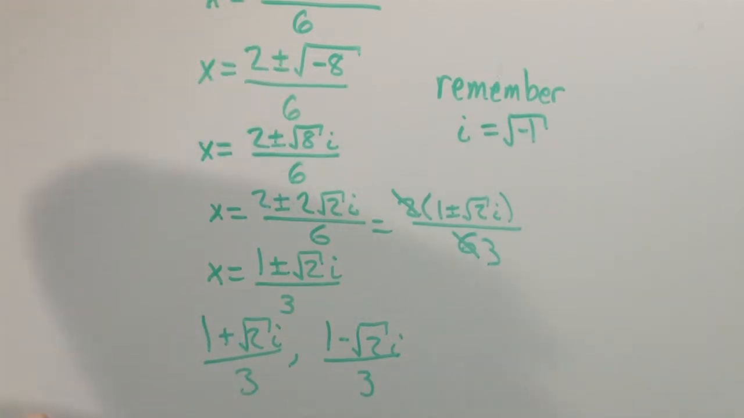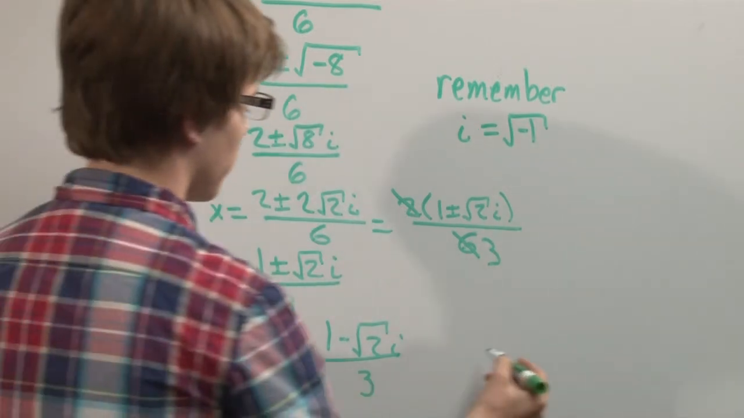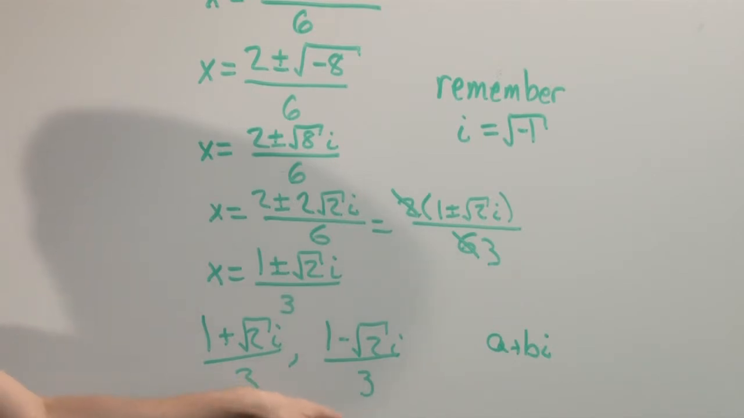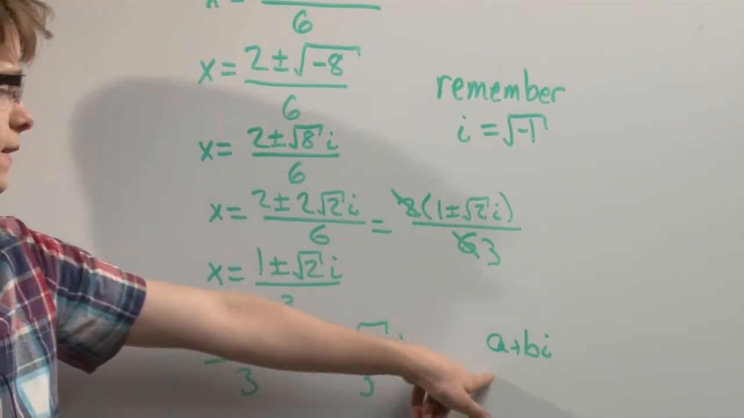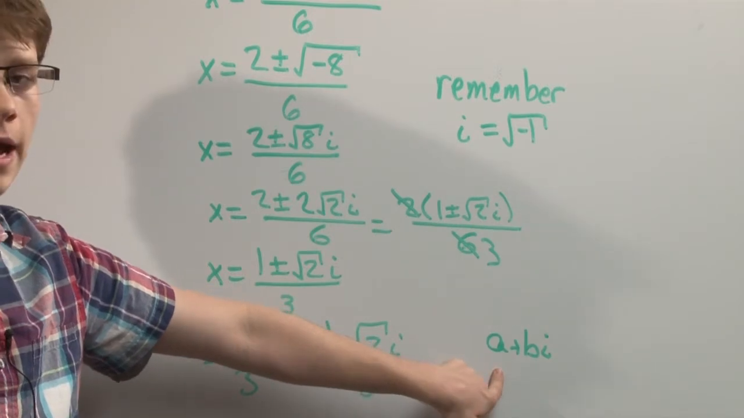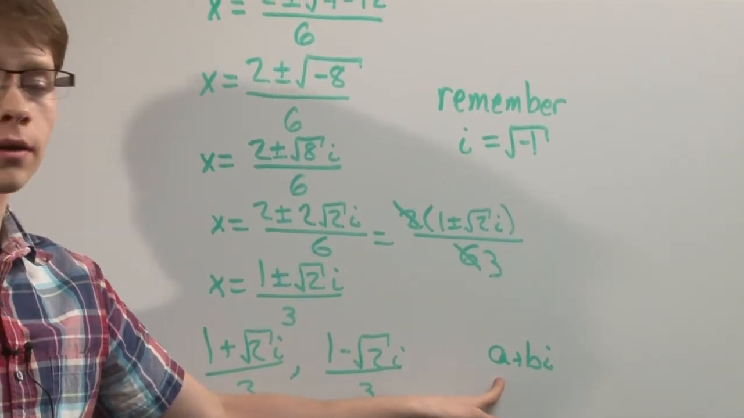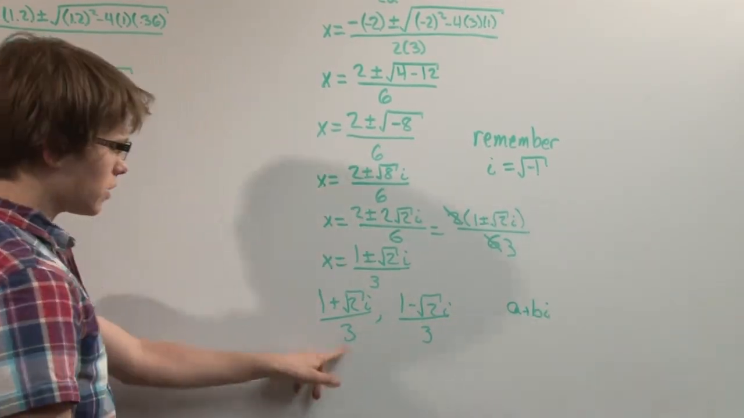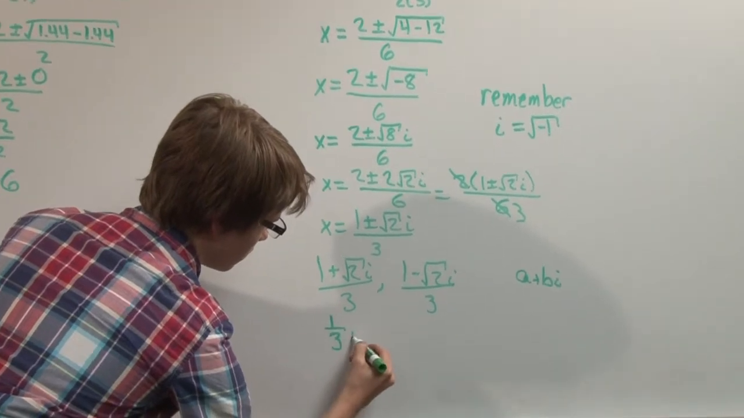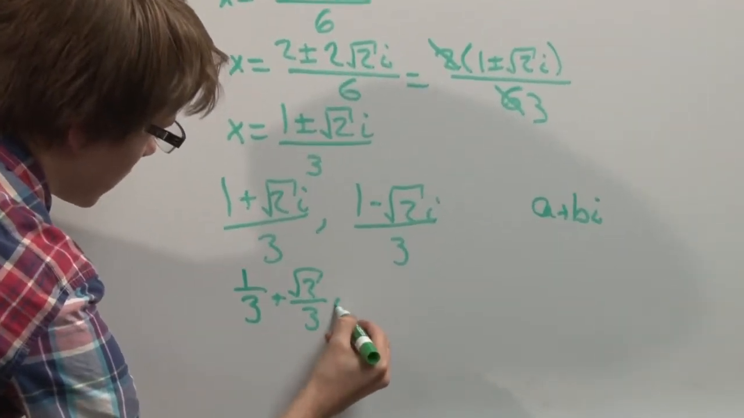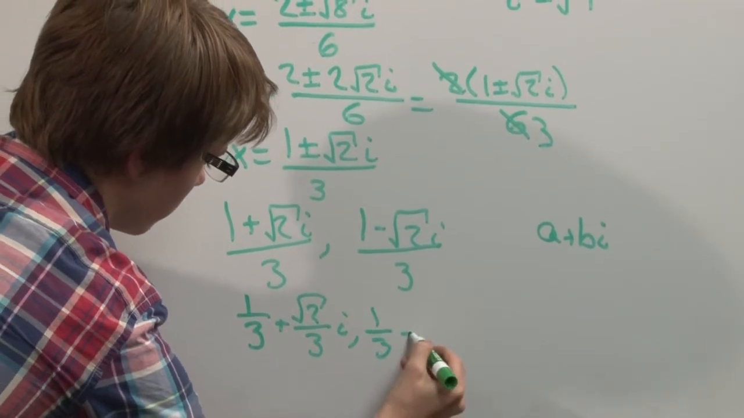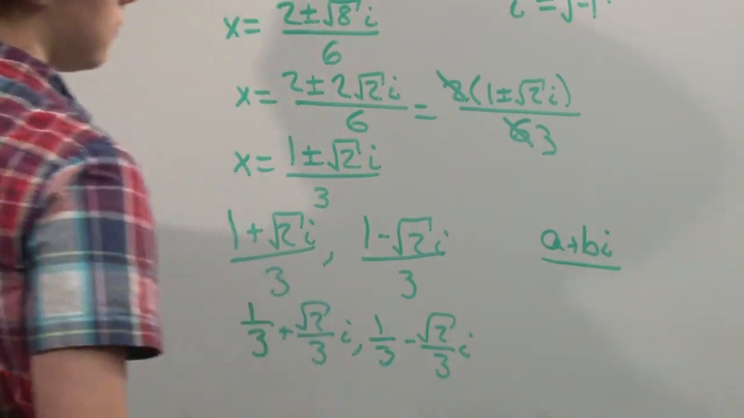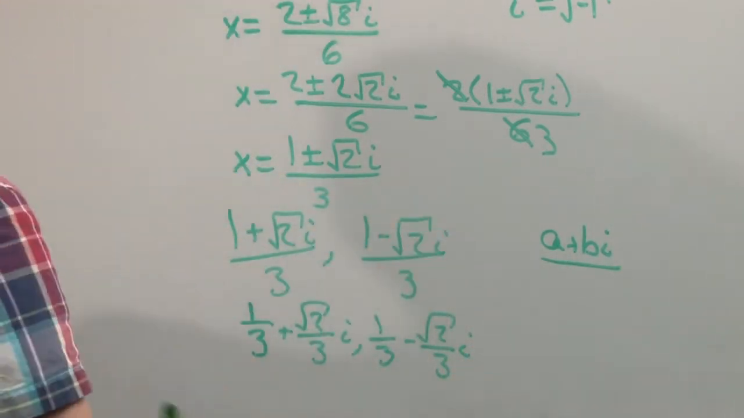Now, sometimes, technically, complex numbers are in the form a plus bi. And even though these are technically correct answers, they're not in this form. So depending on your instructor and whatever form you're doing homework on, like I know some online programs like you to use a plus bi. But we can rewrite this as just 1 over 3 plus root 2 over 3 i, then 1 over 3 minus root 2 over 3 i, which is in the complex number form a plus bi.